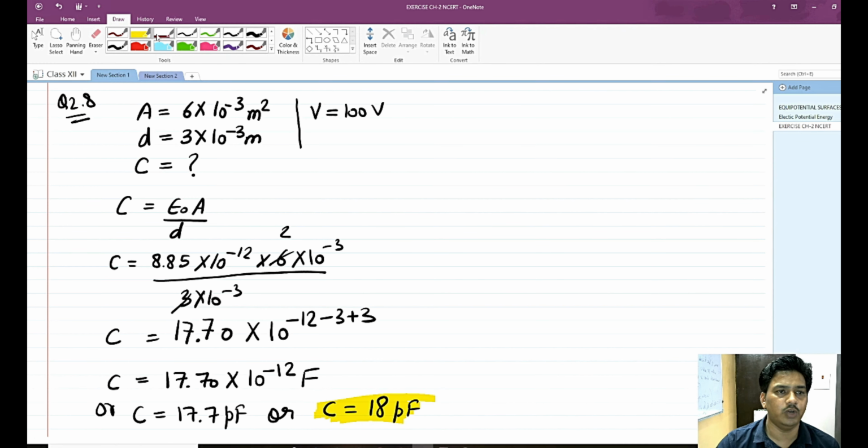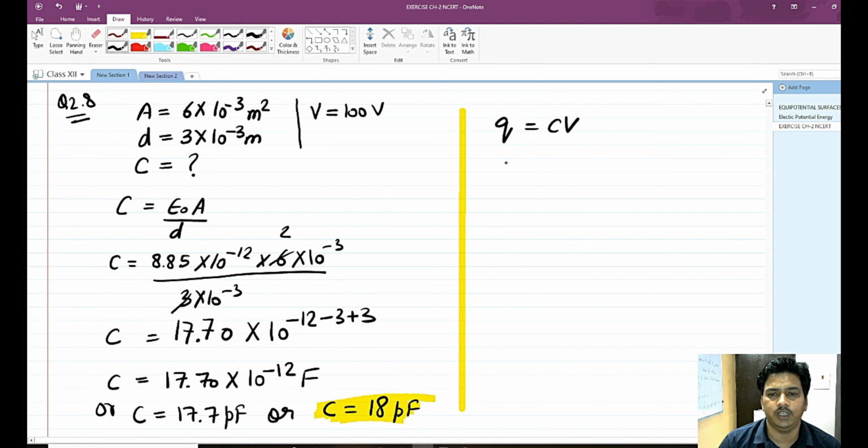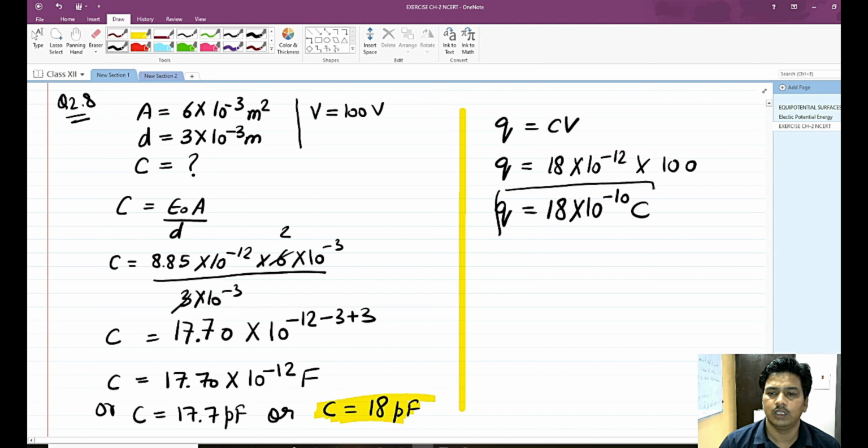Now we have to calculate the value of charge. The voltage supply is 100 volt. Q is equal to C into V. C is 18 picofarad, that is 10 to the power minus 12 farad, and V is 100 volt. So the value of charge is 18 into 10 to the power minus 10 coulomb. This is the amount of charge on each plate of the capacitor.